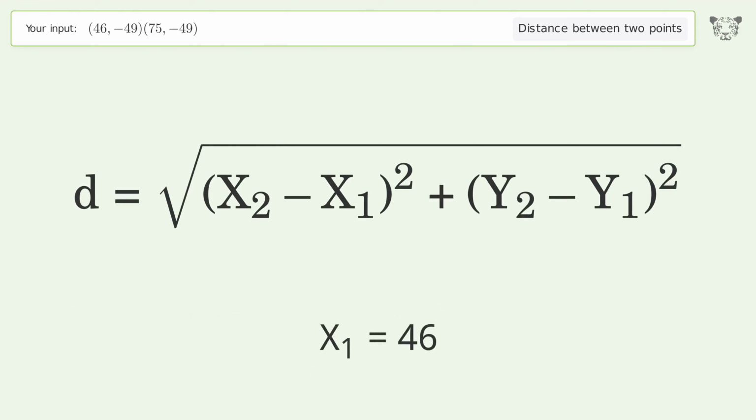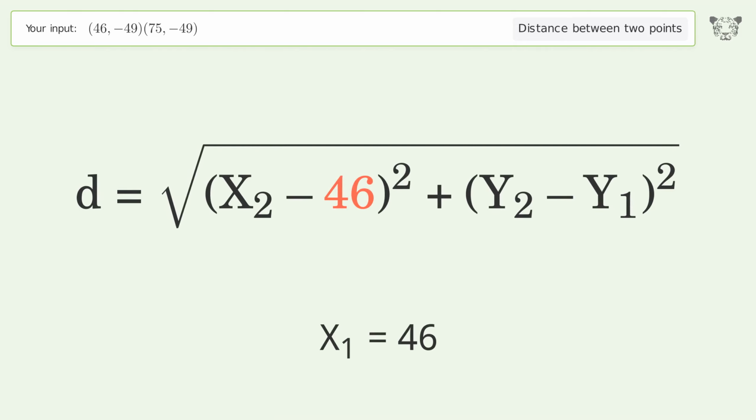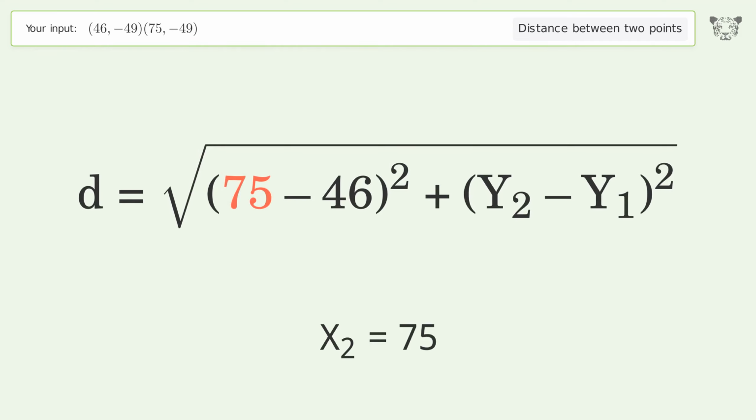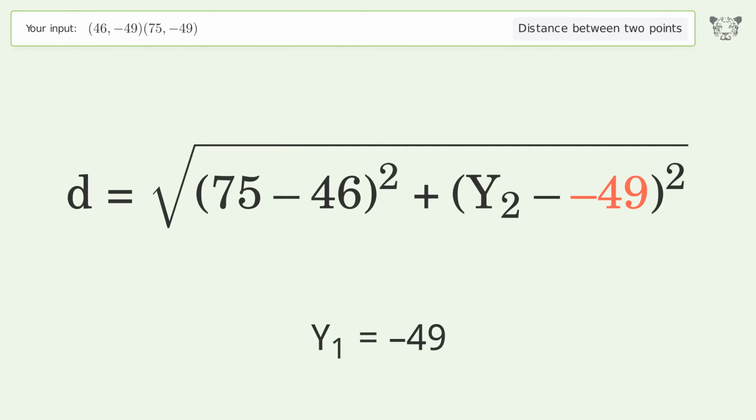x1 equals 46. x2 equals 75. y1 equals negative 49. y2 equals negative 49.